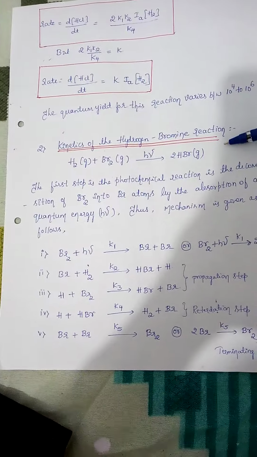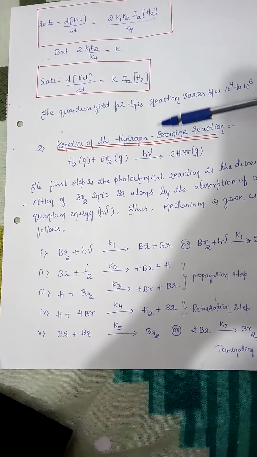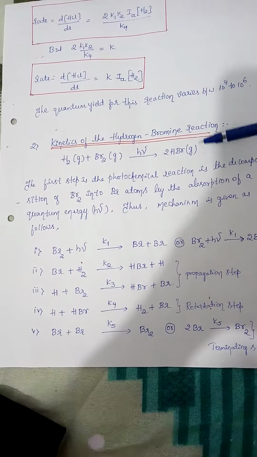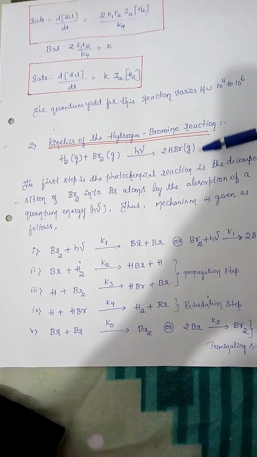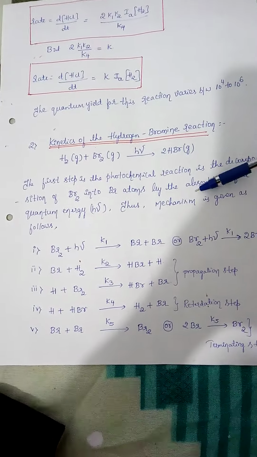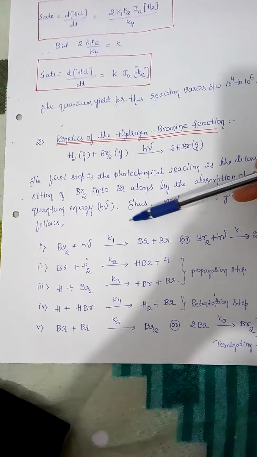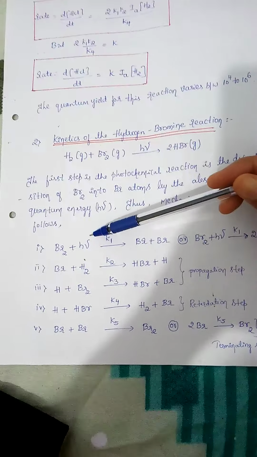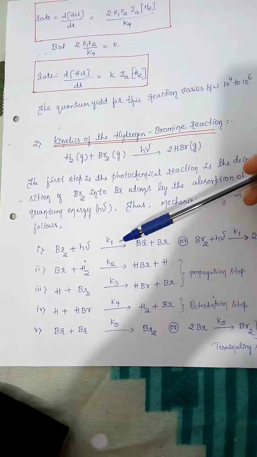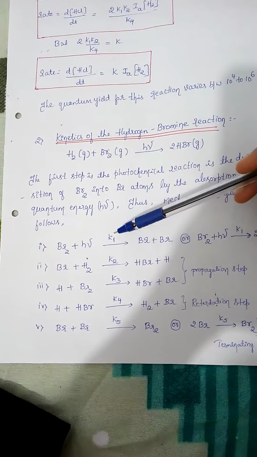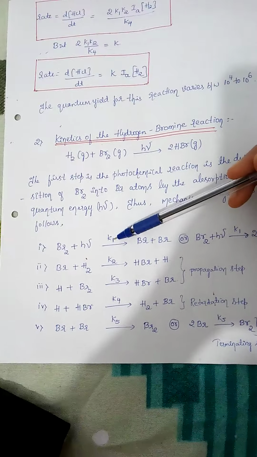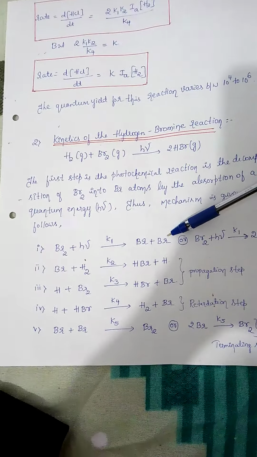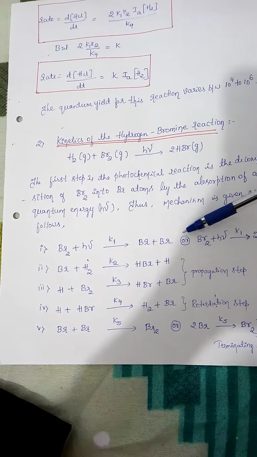Next we shall move on to the reaction kinetics of hydrogen bromine reaction. In order to study the reaction kinetics, the possible mechanism for the hydrogen bromine reaction is as follows. See the first step. In the first step, the bromine in gaseous state absorbs a photon, that is h nu, with the rate constant K1, and it will produce two atoms of bromine. So, the first step is called the initiation step.